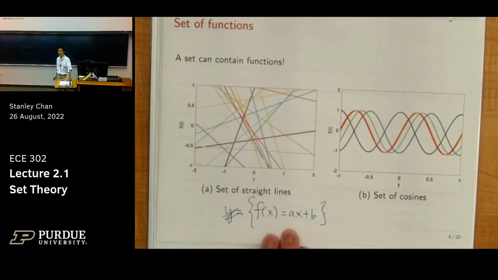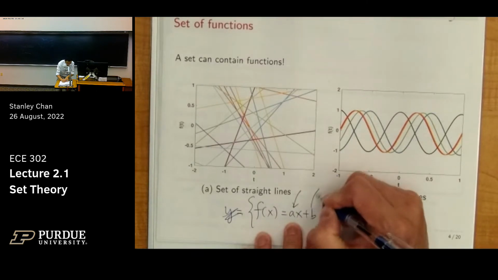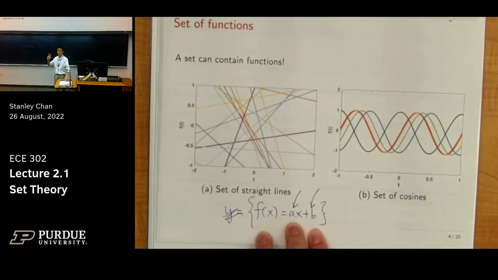This is a set that contains all the possible functions that are defined by this ax plus b. I only need 2 parameters to specify all the straight lines. a will be the slope, and b will be the y-intercept. As long as I can tell you a and b, you can define the straight line.